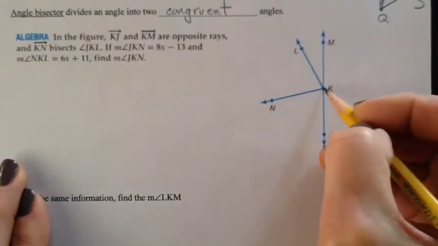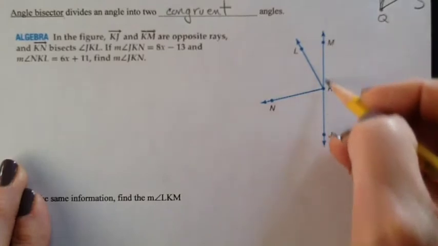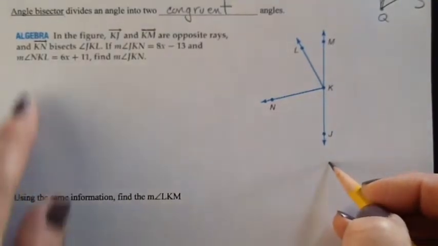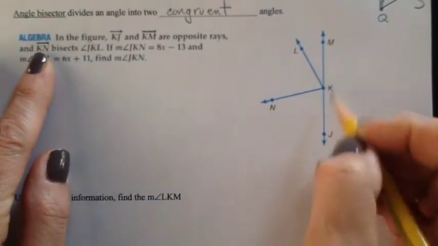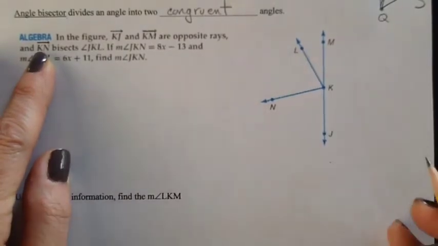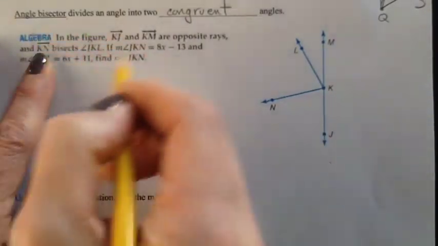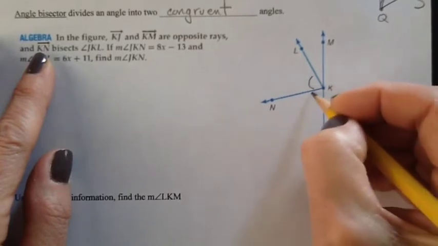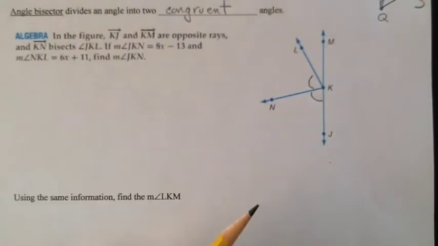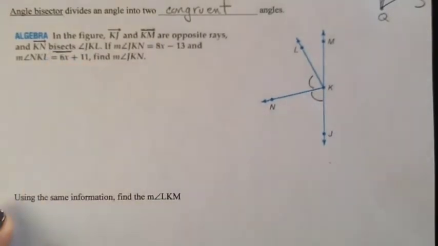KJ and KM are opposite rays. Okay, so they're all collinear, forming a straight line. KN bisects JKL. Well, I like to add tick marks to my picture. When I have words here, I like to put that information in the picture. One arc mark on each means that those two angles are congruent, and we know that by definition of an angle bisector.